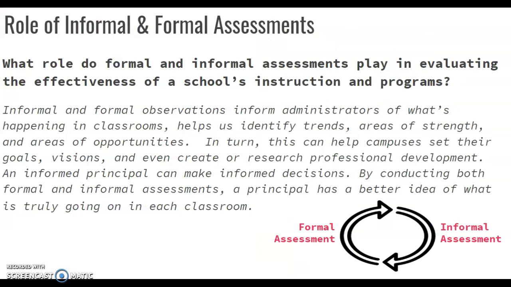We also need to look at the role of informal and formal assessments. In our case study, it was reported that the principal observed Mrs. Stevens twice and was working perhaps late one afternoon trying to get stuff done in a timely manner and meet a deadline, and I think sometimes that impairs our judgment. We don't always look at everything that we need to.